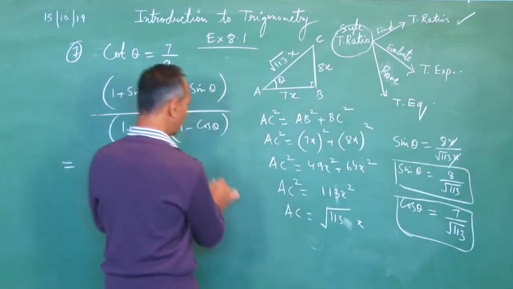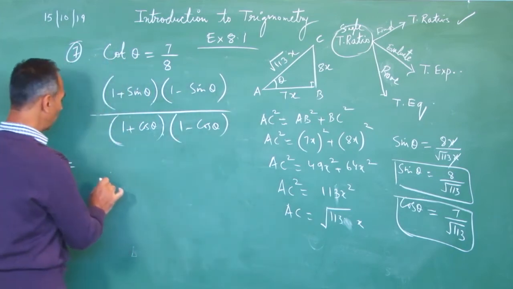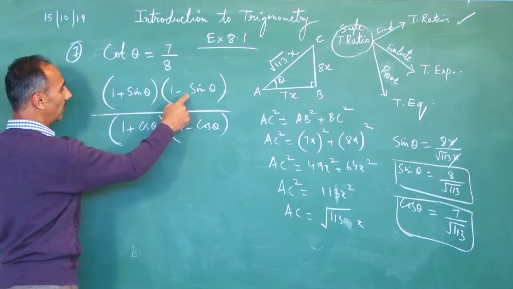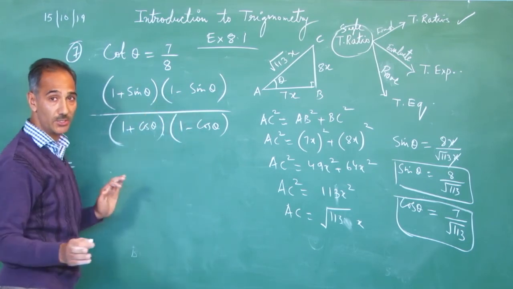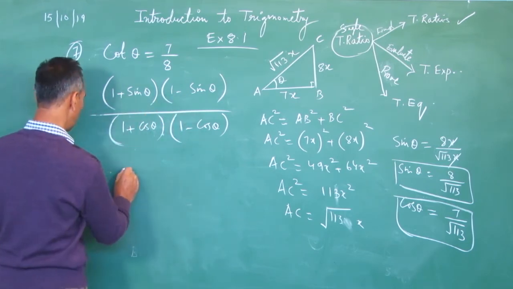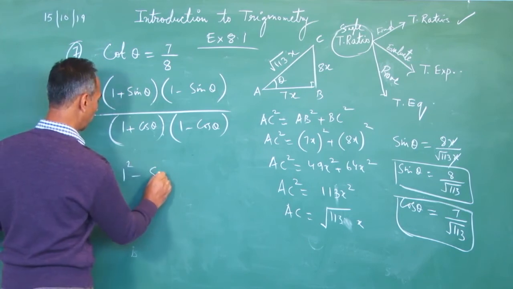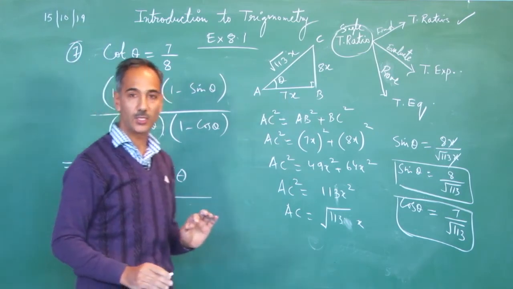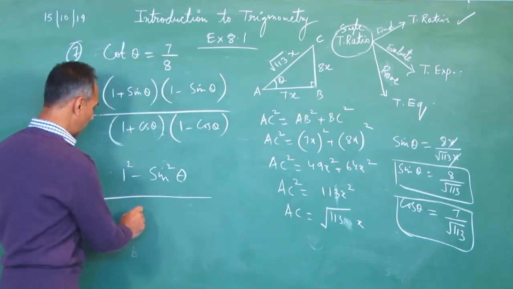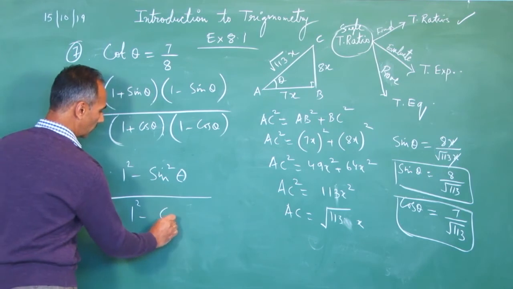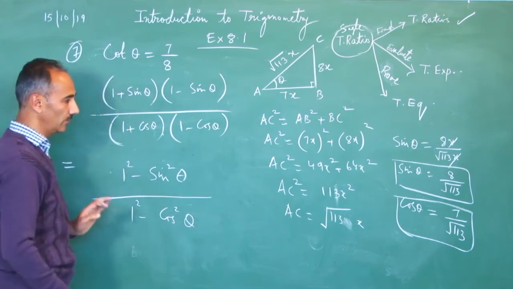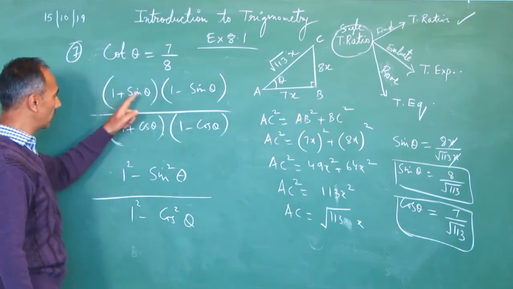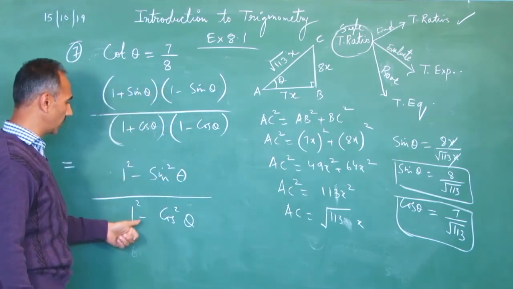You need to put these values in this expression, but we'll try to save our efforts. If we apply a plus b into a minus b, the famous identity from grade 9, it is a square minus b square. The same is in the denominator, a plus b into a minus b, which is a square minus b square. Why did we do it? We did it just to save the calculations, my dear friends.